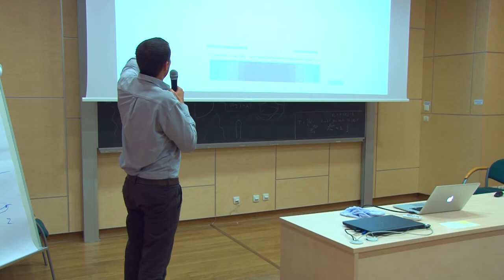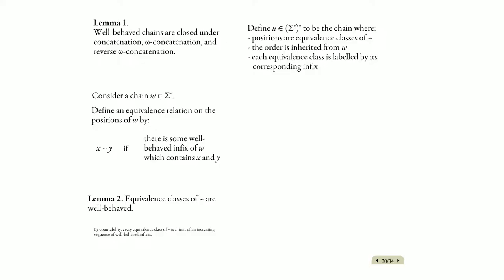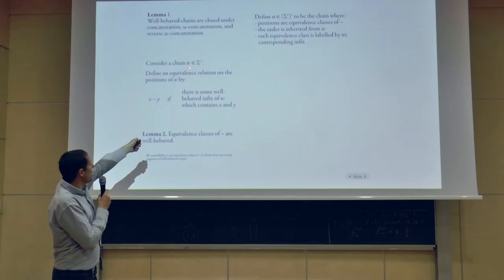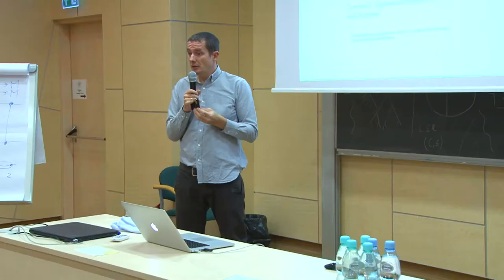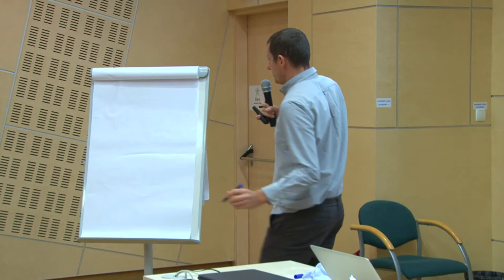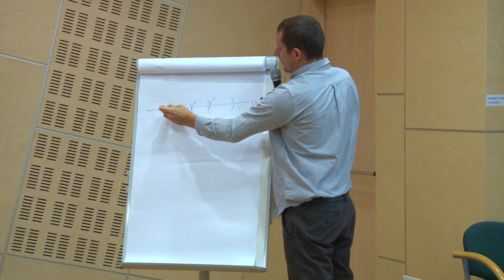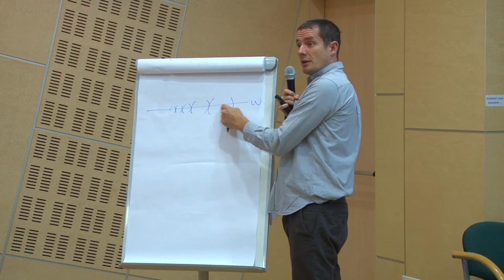And now it's the end game. Okay? We're essentially at the end. So we have our original chain here. We want to show that it is well-behaved. Maybe I think it's easiest to show a picture here. This is our chain W. And we have these equivalence classes of the relation. There's many. Each part here is well behaved.